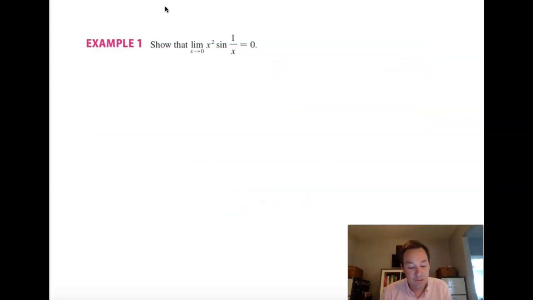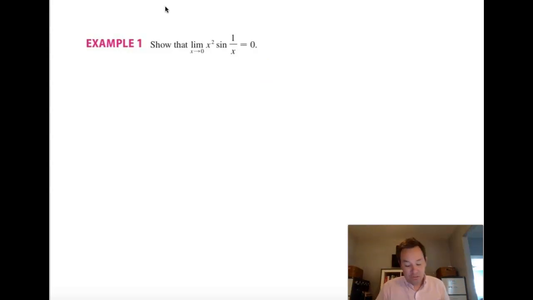All right, so this one wants us to show that the limit of x squared times sine 1 over x is 0 as x approaches 0. So it might be tempting just to plug in 0. If we tried a direct substitution, we would get 0 times sine 1 over 0. We can't evaluate sine of 1 over 0. That's an issue. This is actually an indeterminate form.